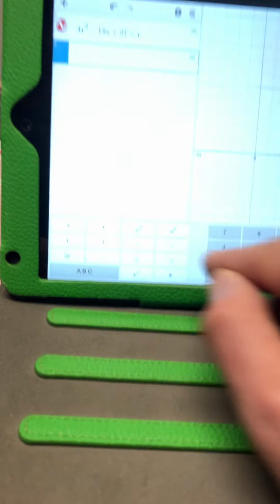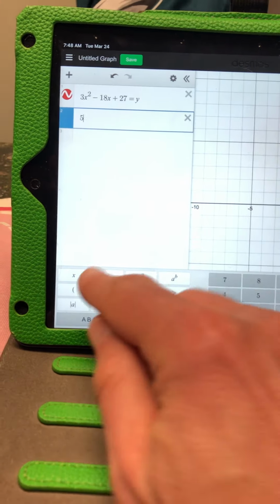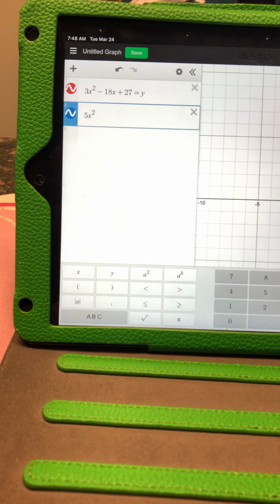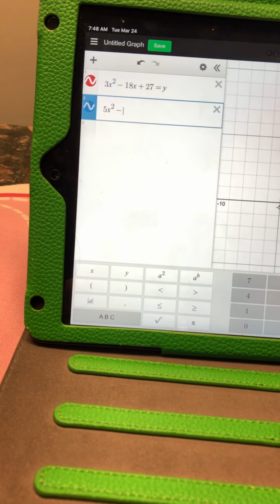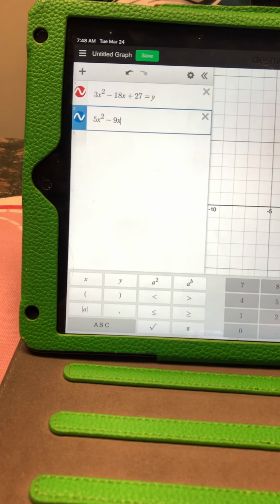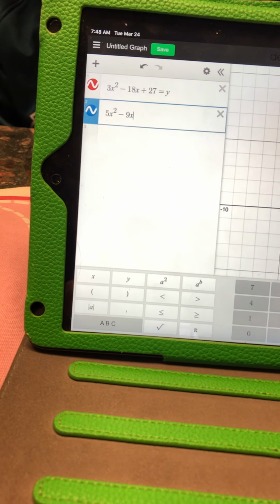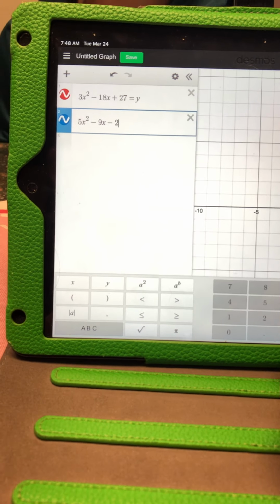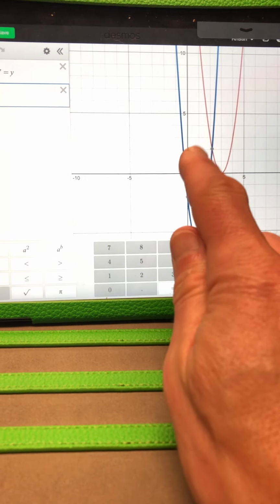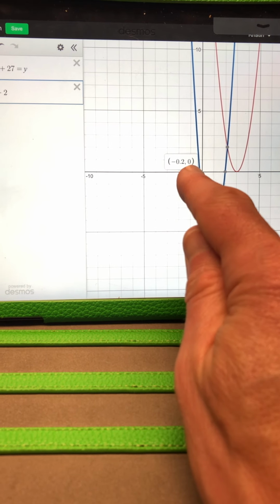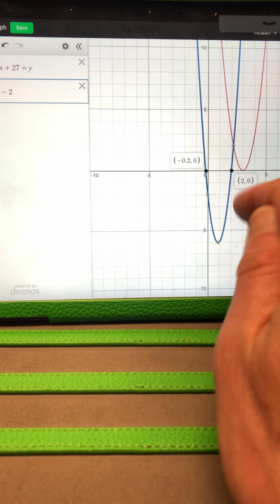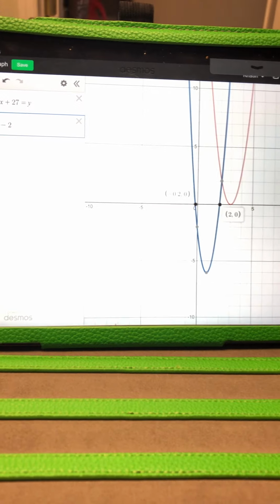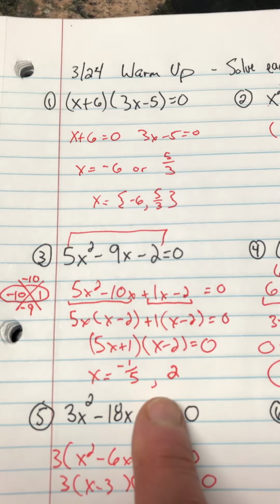So if I typed in 5x squared minus 9x plus minus 2, I could put equals y if I wanted to, but there we go, and it's graphed. You'll see there's the one solution of negative 0.2, that's my negative 1/5, and there's my other solution of 2. All right, so that's why we call them the zeros or the roots. So you can always check on Desmos if you had to.